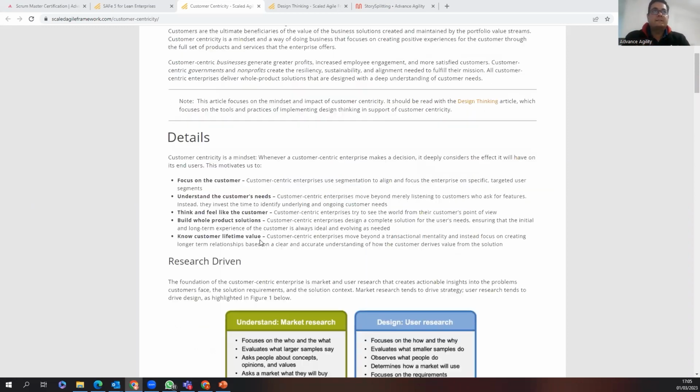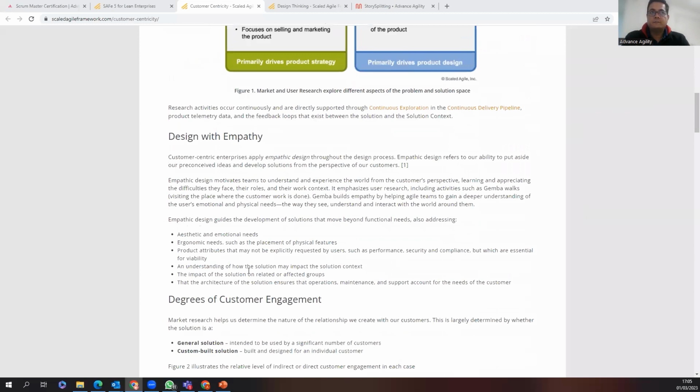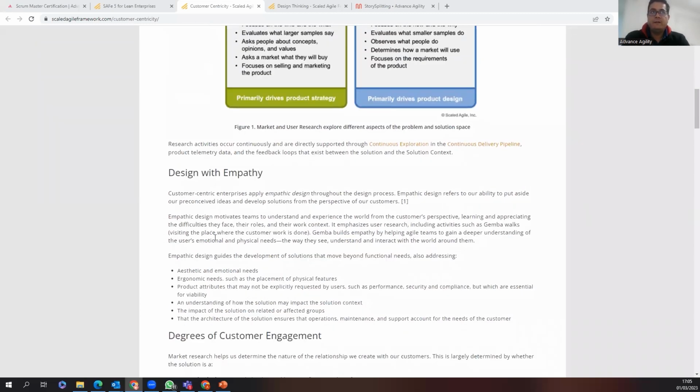We said customer centricity is a mindset, but to produce features for those customers, we have to use design thinking, and we have to design with empathy. A customer-centric enterprise always applies empathetic design throughout the design process. Empathetic design refers to our ability to put aside our preconceived ideas and develop a solution from the perspective of our customers. So it is not guesswork, but actually doing research, talking to customers, and experimenting around them. That's where design with empathy comes in.